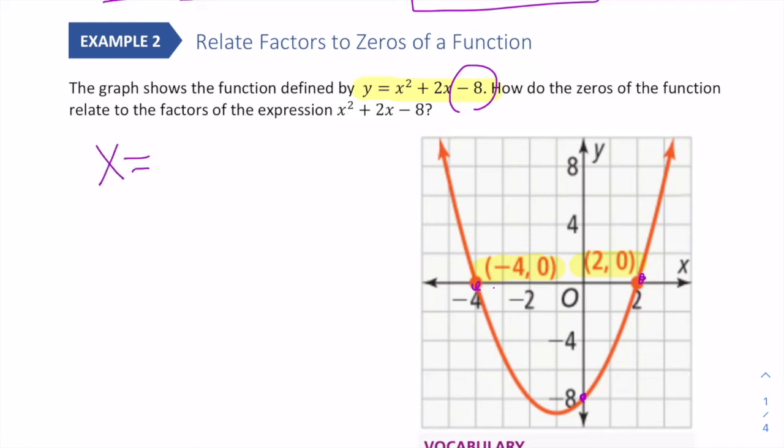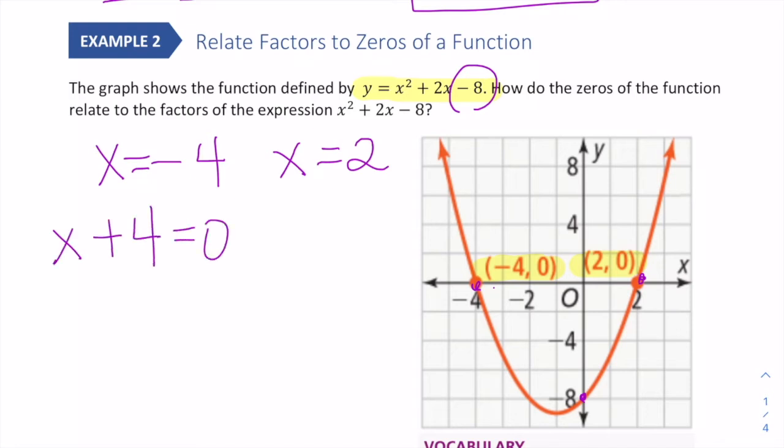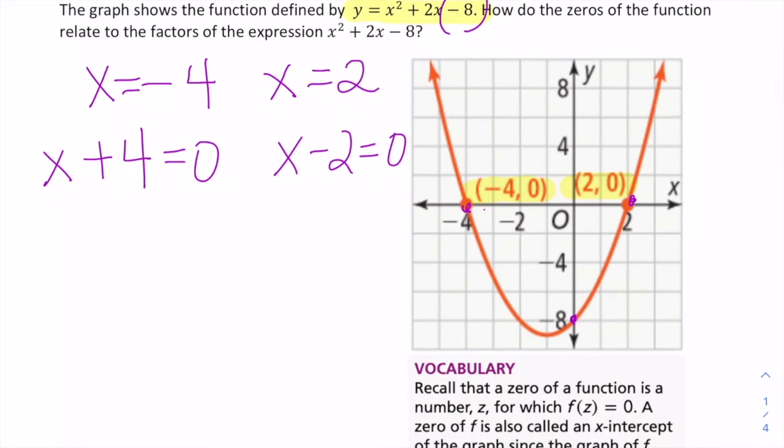the zero is -4, and we know the second zero, I should say, is 2, then if I set them equal to 0, if I add the 4, I'll get x plus 4 equals 0, and x minus 2 equals 0. So these zeros right here on the first line actually tell us the factors of the equation.